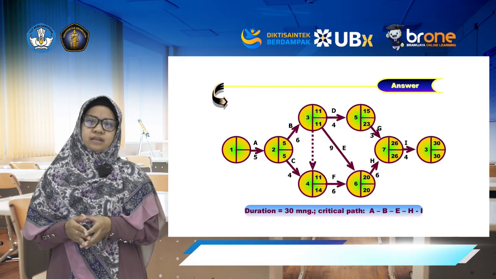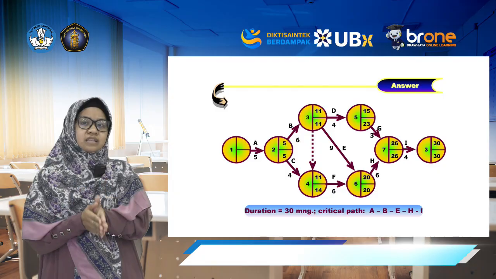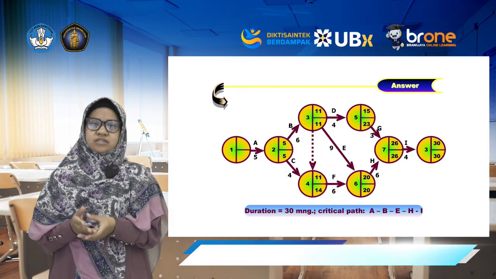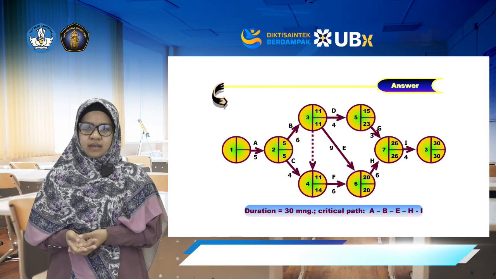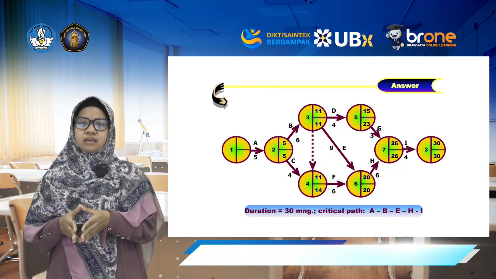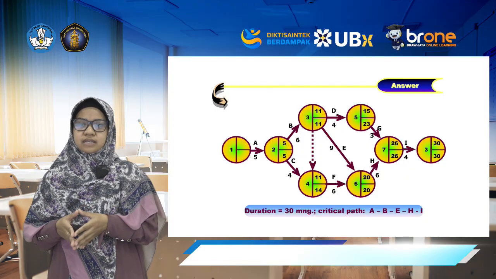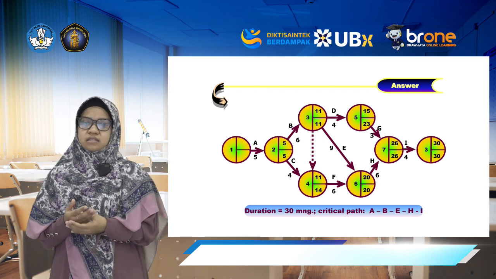And then we compute the slacks. Activities with zero slack are critical. The chain of zero-slack activities forms the critical path, and its total time equals the project duration from the forward pass. The calculation gives the critical path A, B, E, H, and I, and the total project duration is 30 weeks.